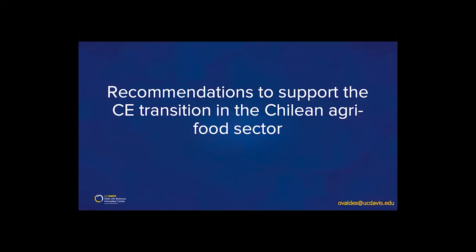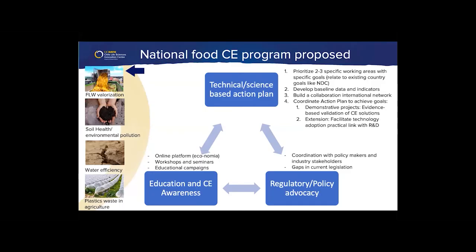So at the end, when we systematized the perceptions, the initiatives that are going on today in Chile, and the challenges that the players of the agri-food sector are telling us, we were able to come up, with the help of the international and national advisory board, with a set of recommendations to support this transition. And a national food circular economy program was proposed. But at the end, the most important thing here is that there are 3 pillars in order to help this transition.